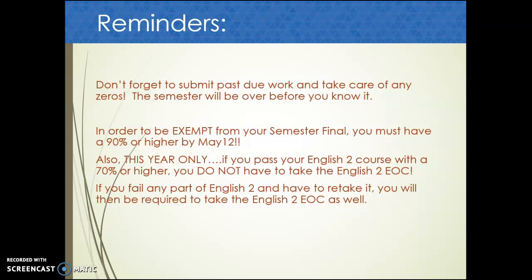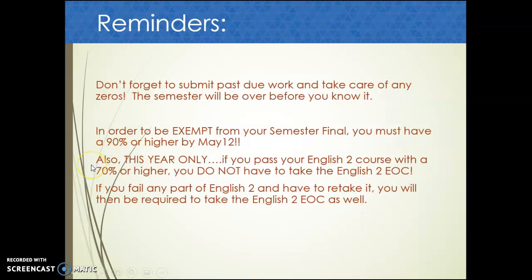We're just about 3 weeks away from final exam exemptions, and in order to be exempt from your semester final, you have to have a 90 or higher by May 12th. So if your course average is a 90 or higher, you will not have to take your final exam. If you have below a 90, you still need to take your final.